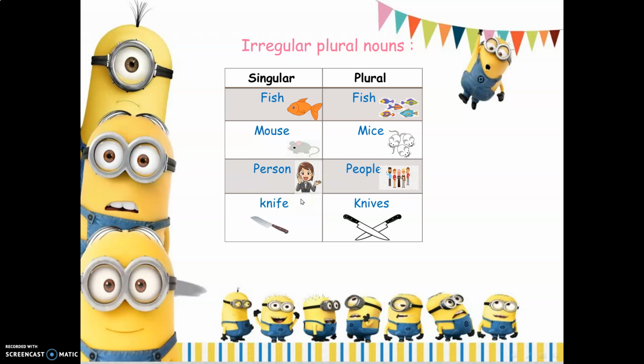The singular is person and the plural is people. The singular is knife and the plural is knives, okay? The singular is man, the plural is men. The singular is woman, the plural is women, okay? The singular is foot, the plural is feet, okay? Now, fish, fish, mouse, mice, person, people, knife, knives, okay?